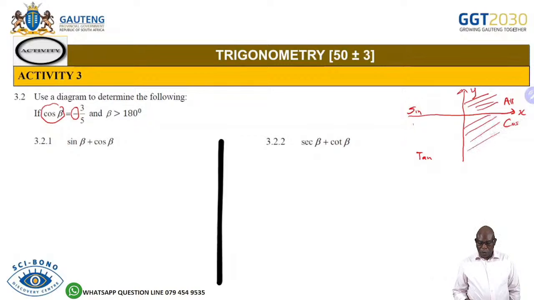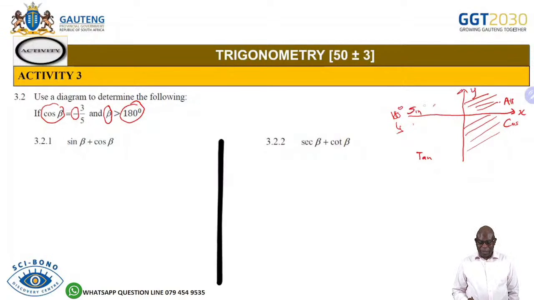Why? It is because cos is positive, here all are positive. So I'm left with 2 quadrants. But they say the beta, the angle, is negative, it's greater than 180. Which means that if I'm at 180 here, my angle must be bigger than 180. So if it's bigger than 180, where does it take me? To the 3rd quadrant. You see?